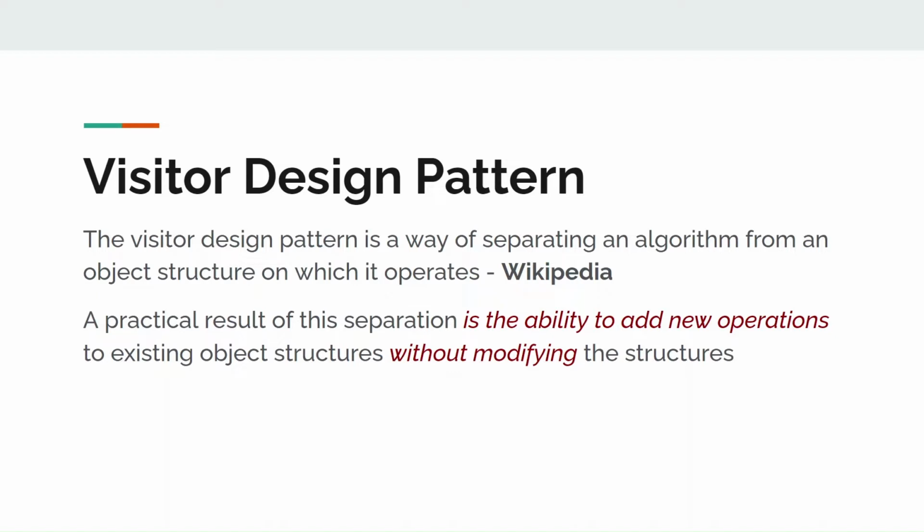According to Wikipedia, the visitor design pattern is a way of separating an algorithm from an object structure on which it operates. What this means is if we have a hierarchy of classes, then we can make some operations on those classes without modifying those classes using the visitor design pattern. So let us see how this is possible in this short video.